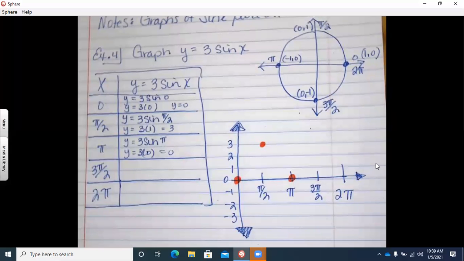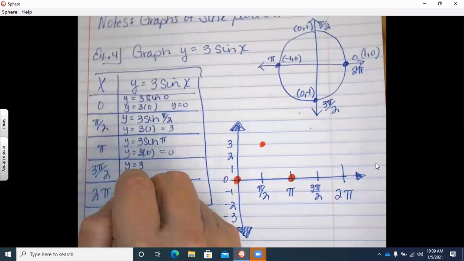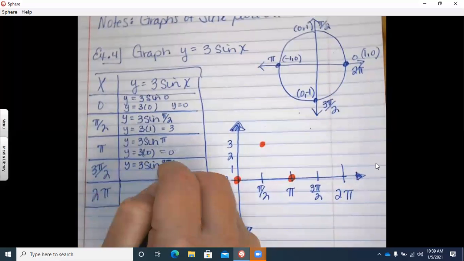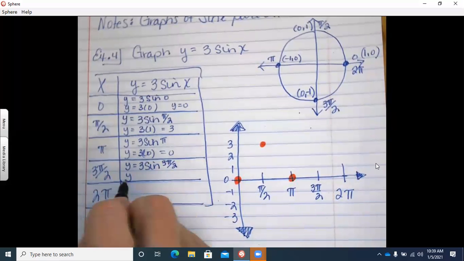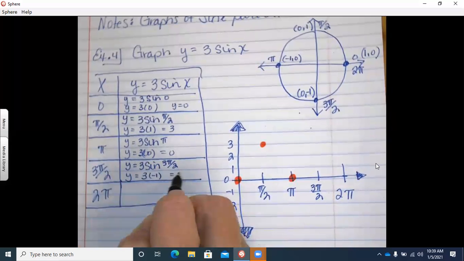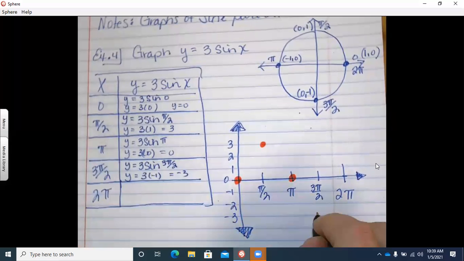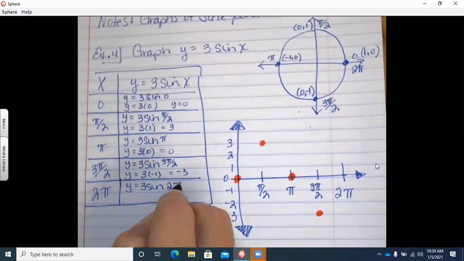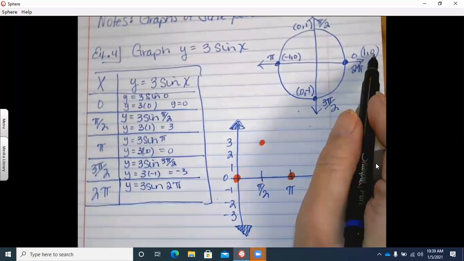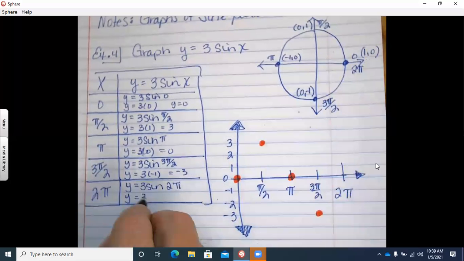Three halves pi. Y equals 3 times the sine of 3 halves pi. And the sine of 3 halves pi is -1. So 3 times -1 is -3. We already know what the last one's going to be. What's it going to be? 0, but let's do the math. Y equals 3 times the sine of 2 pi. The sine of 2 pi is 0. So 3 times 0 equals 0.